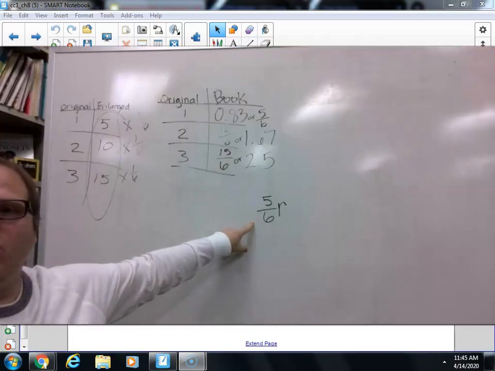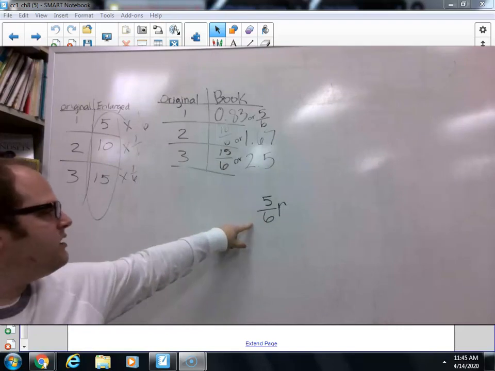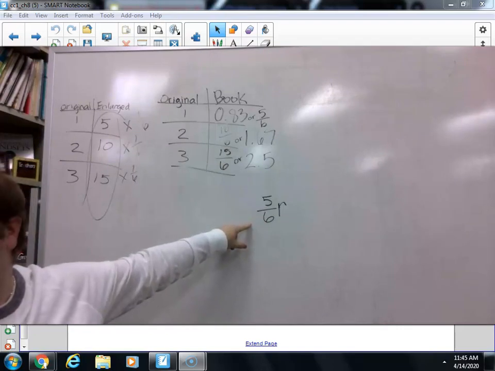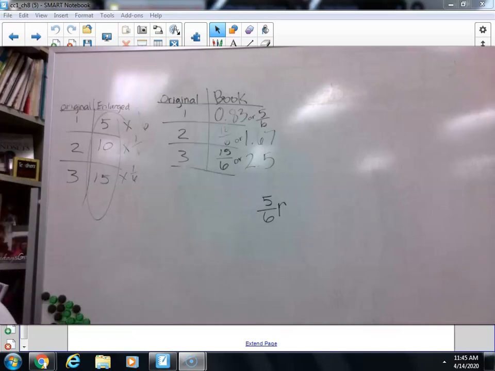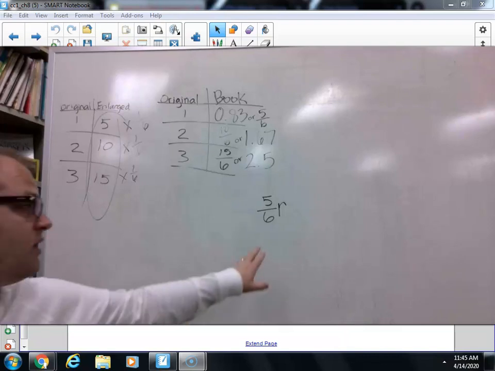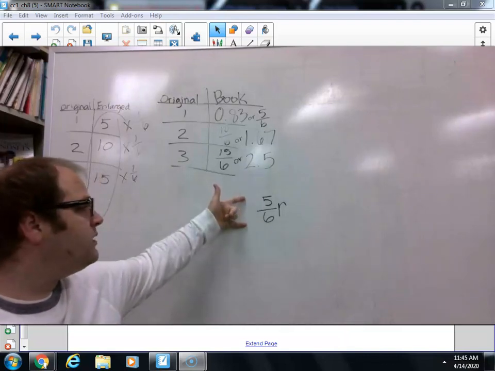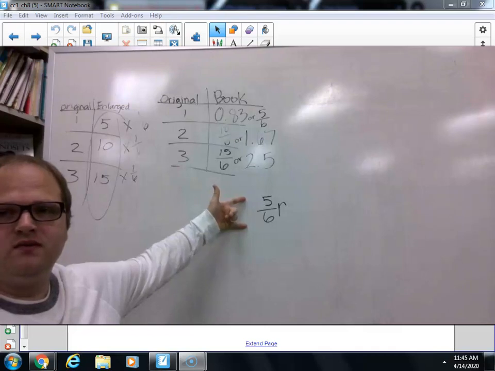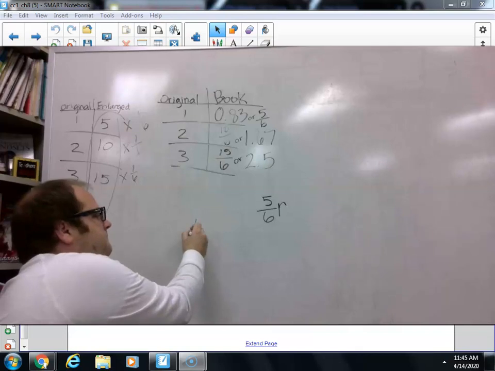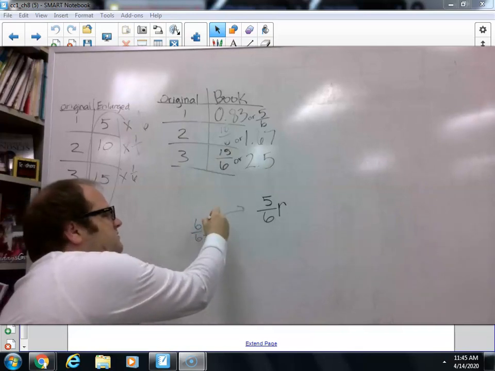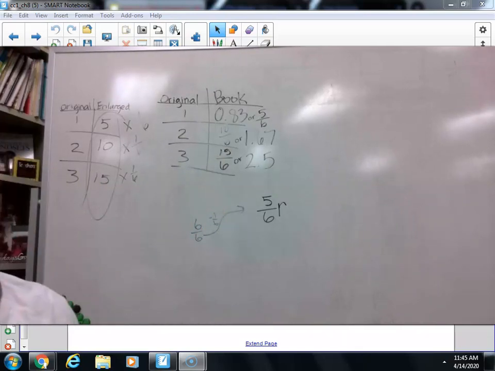So if you guys got 1/6 r, you guys are on the right track, but the actual answer to letter B is 5/6 r. So the question asks, how would we represent the width of Raymond's book if Margaret's original diagram is r? So remember, we reduced it to 1/6 of the size, which means that if we take 1/6 away from a whole, what we have left is 5/6. So what we're going to have remaining is 5/6 of the original width of that book.